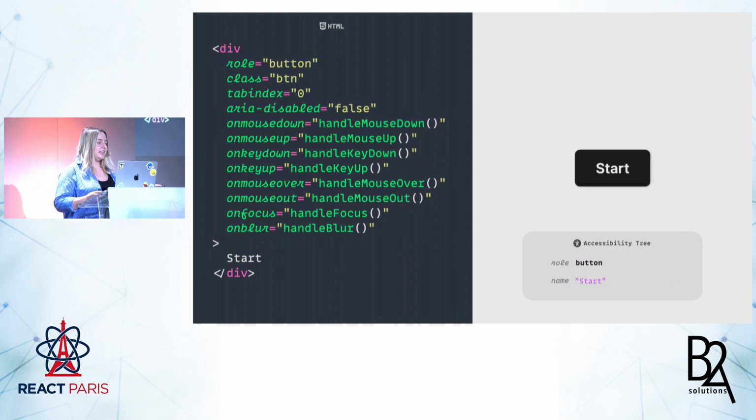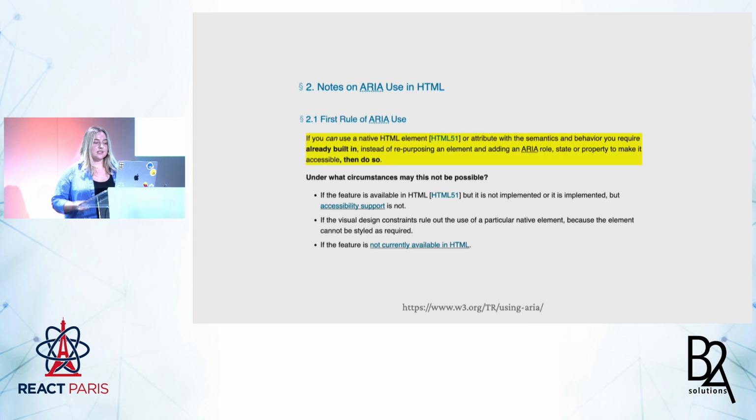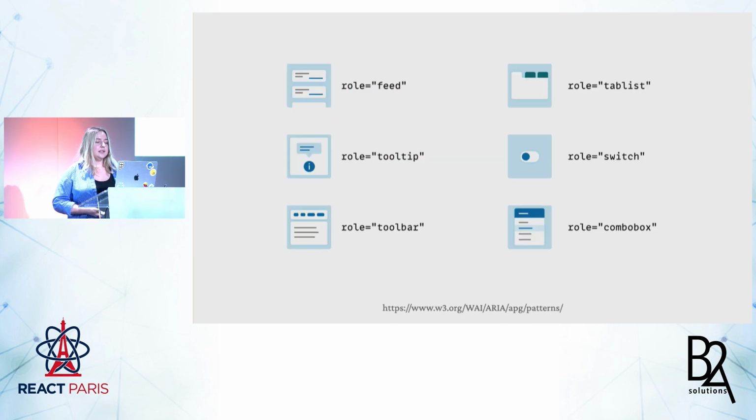And you can see that it actually takes quite a lot to just build a button. So in most of the cases, it is easier and more accessible to use native HTML. It is even noted in the ARIA spec. The first rule of ARIA essentially says that don't use ARIA unless you absolutely have to. However, where ARIA shines is implementing patterns that don't exist in native HTML. Things like combo boxes, tabs, tooltips, toolbars, feed elements, and so on.